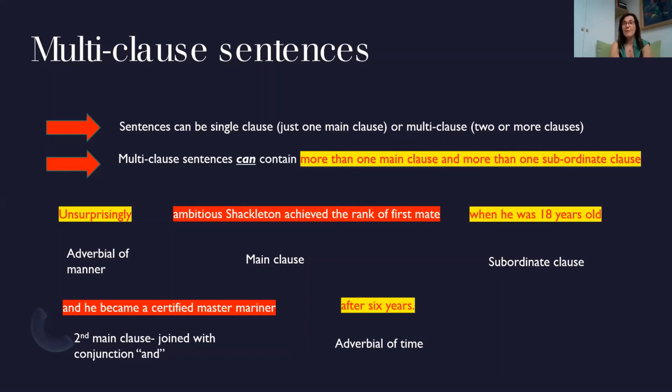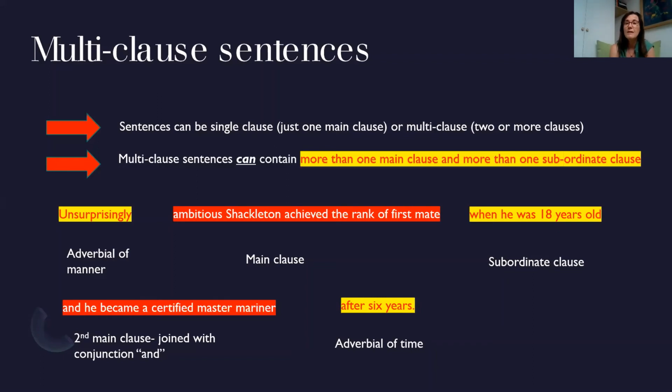Oh, we have another one there. Sorry, I forgot that was coming. So we have another adverbial at the end, which is an adverbial of time, and that is after 6 years. So let's read the sentence once more. Unsurprisingly, ambitious Shackleton achieved the rank of first mate when he was 18 years old, and he became a certified master mariner after 6 years.